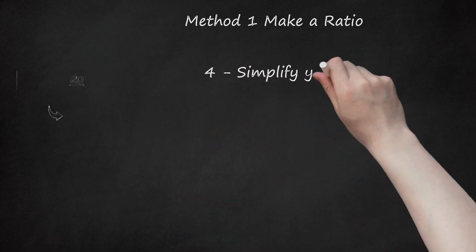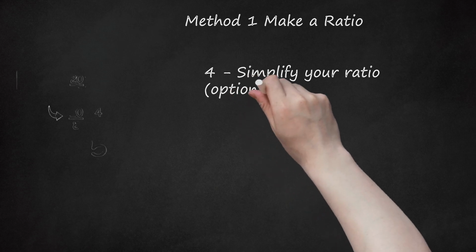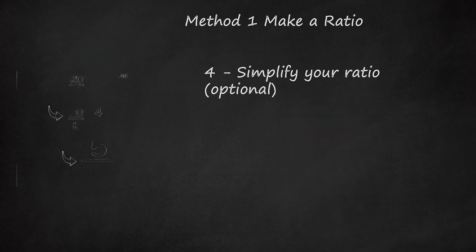4. Simplify your ratio, optional. You may want to simplify your ratio to do something like scale down a recipe. If you're using 20 g of flour for a recipe, then you know you'll need 8 g of sugar, and you're done. But if you'd like to scale down the ratio as much as possible, then you'll need to simplify it by writing the ratio in its lowest possible terms.